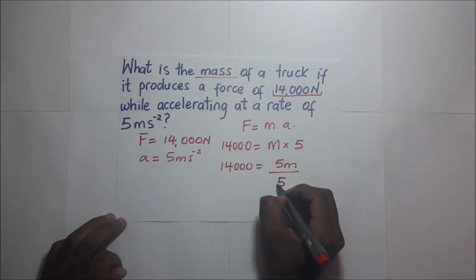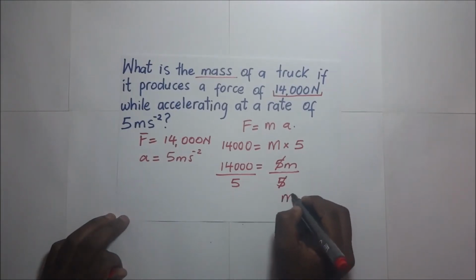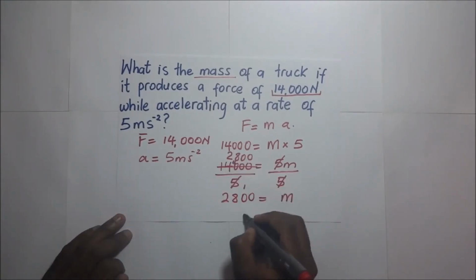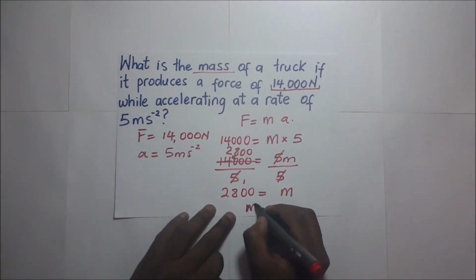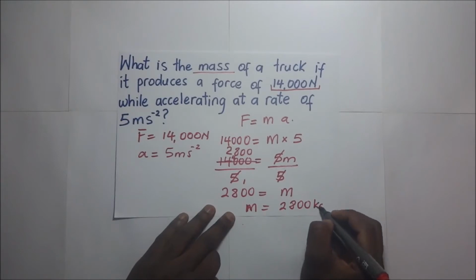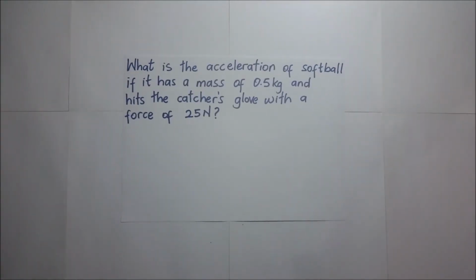When we divide both sides by 5, our value of m is going to be 14,000 divided by 5. So our mass in conclusion is going to be 2,800 kilograms.